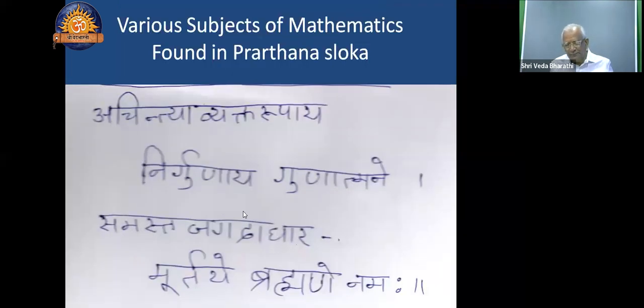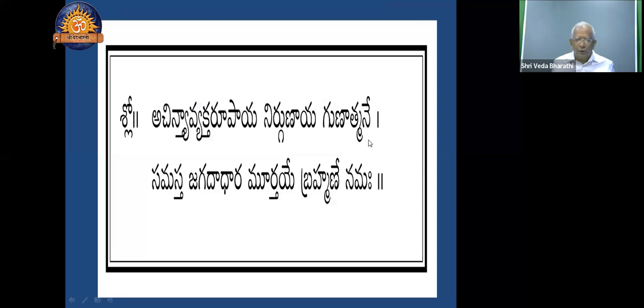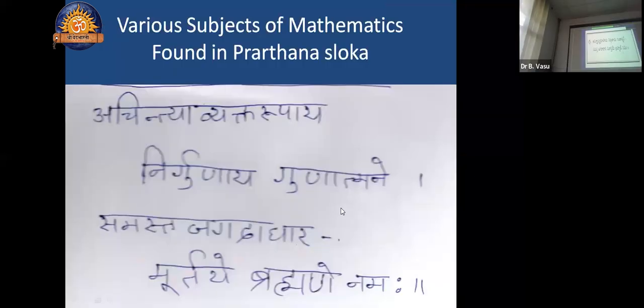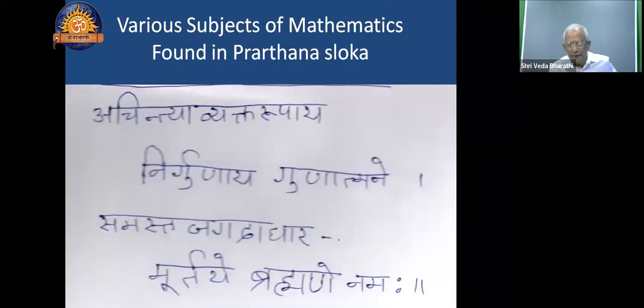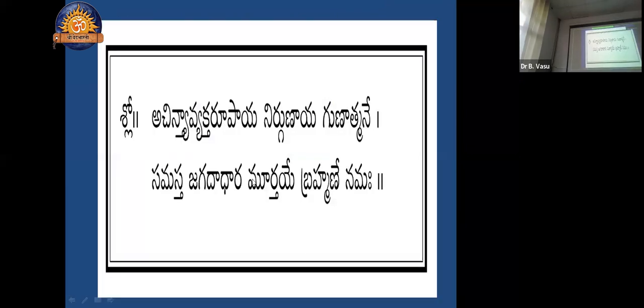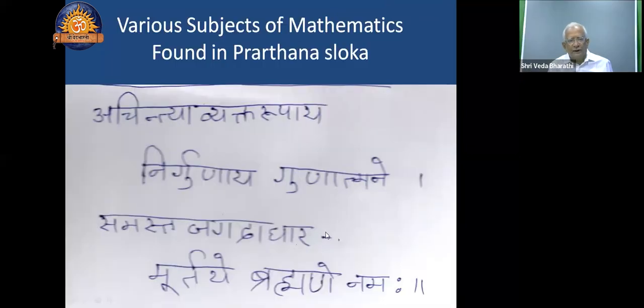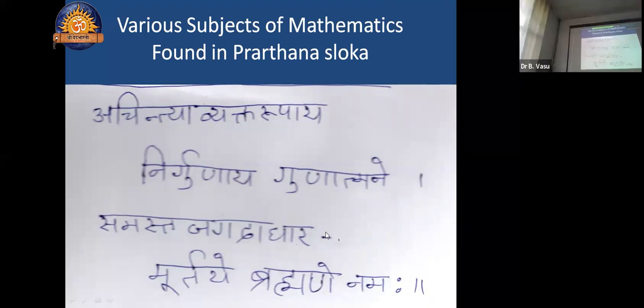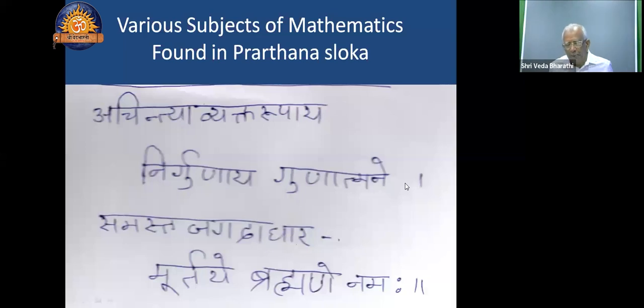Here actually, one great shloka is there, sir. Very great shloka. I would not get a person who can type in Hindi letters, Devanagari, so I have written it myself. Here, the shloka is: Achintyavyaktarupaya Nirgunaya Gunatmane Samasta Jagadadhara Murtaye Brahmane Namaha. This is a Prarthana shloka, sir. A prayer.